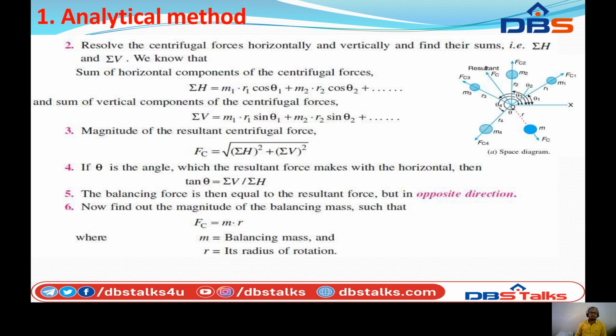First of all, we need to find the centrifugal forces for the individual rotating masses. We know the formula for the centrifugal force, that is m omega square r. Omega is the angular velocity, and it is always the same for all the masses. So we keep it aside and find the centrifugal force by the product of mass and the radius of rotation. Therefore, finally we get the centrifugal force as m r. That is a simple form.